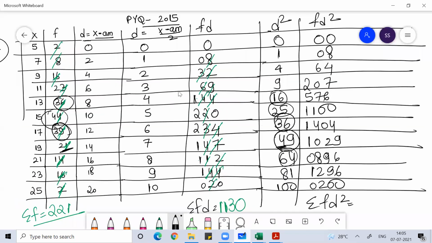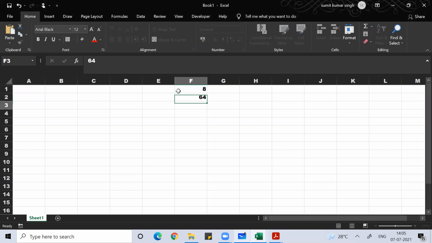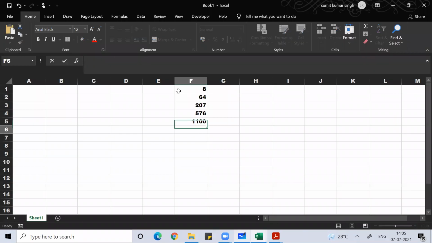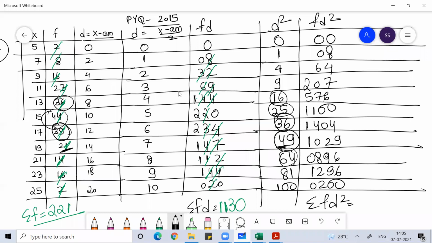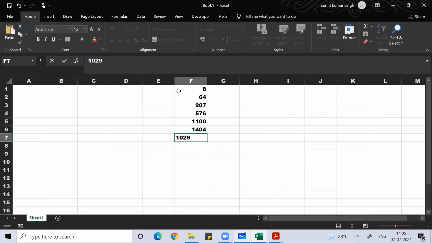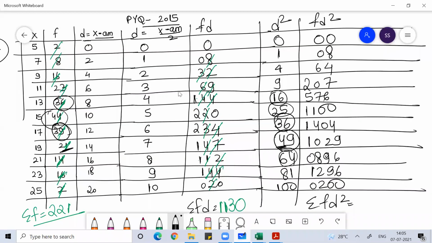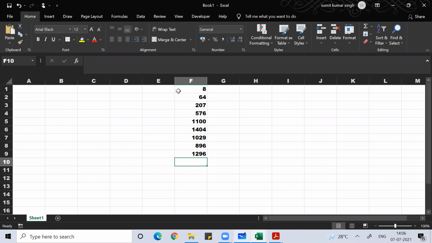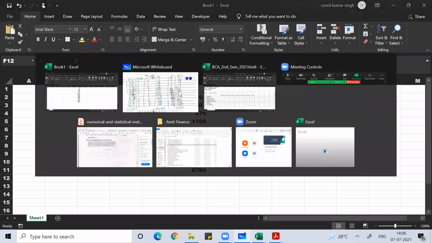8, 64207, 64207, 576, 1100 1400, 1404 1029, 896, 1296, 200, 6780.